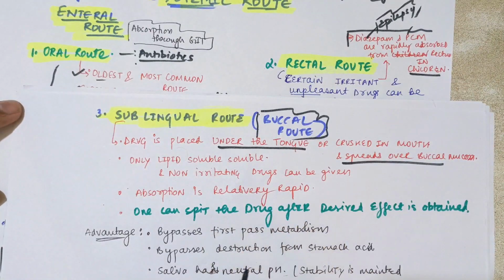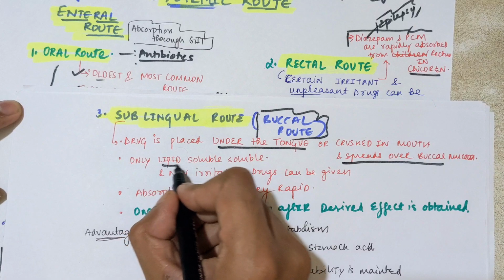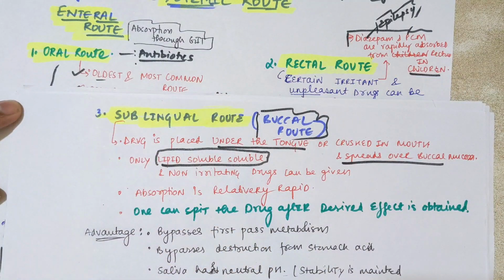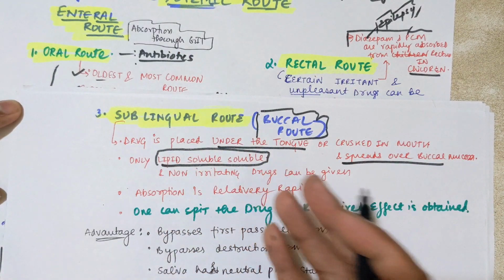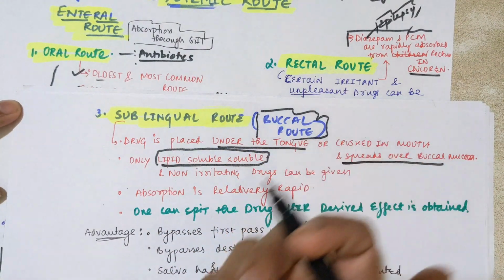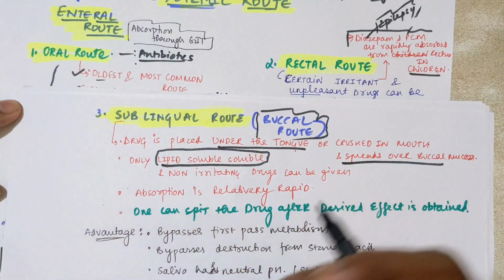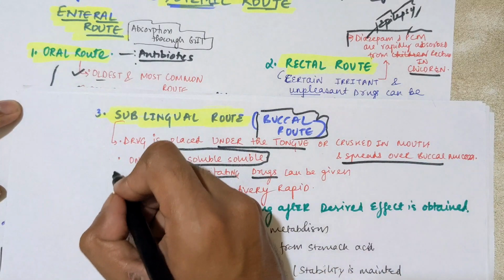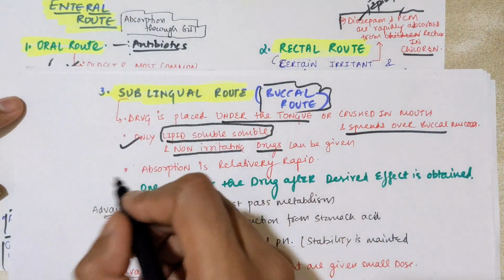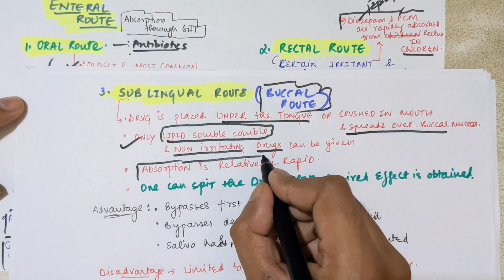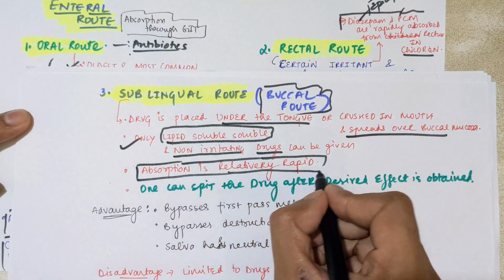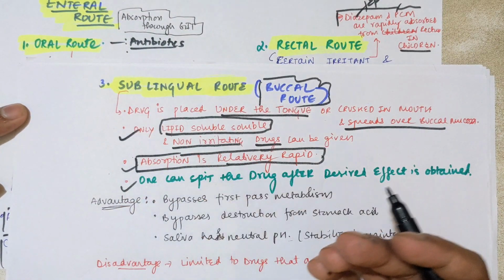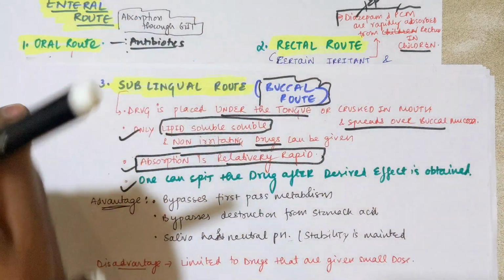Clear? And the drugs which we give are lipid soluble only. So we can only give drugs which are lipid soluble and non-irritating, because the buccal mucosa is very irritant and there can be inflammation in the buccal mucosa. So we administer drugs which are non-irritating. These are the important points, and the advantage is that the absorption is very rapid, relatively rapid as compared to the oral and the rectal route. And one more advantage is that one can spit the drug out after the desired effect is obtained.